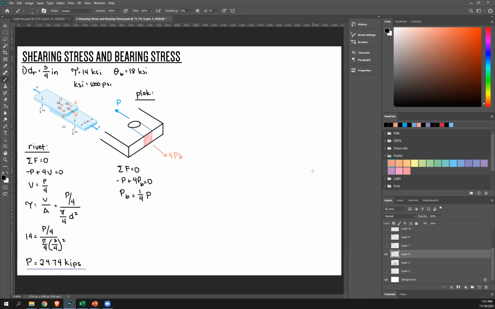And from that, we can use the equation for bearing stress: PB over projected area. Again, PB is 1/4 P. What's the equation for projected area again?